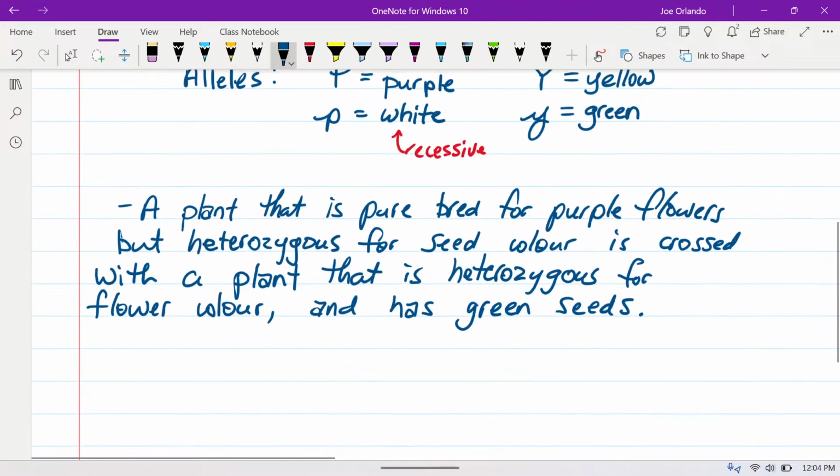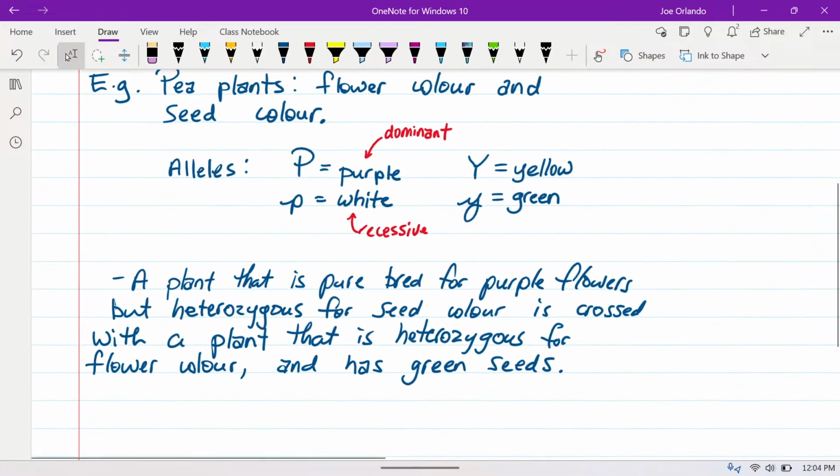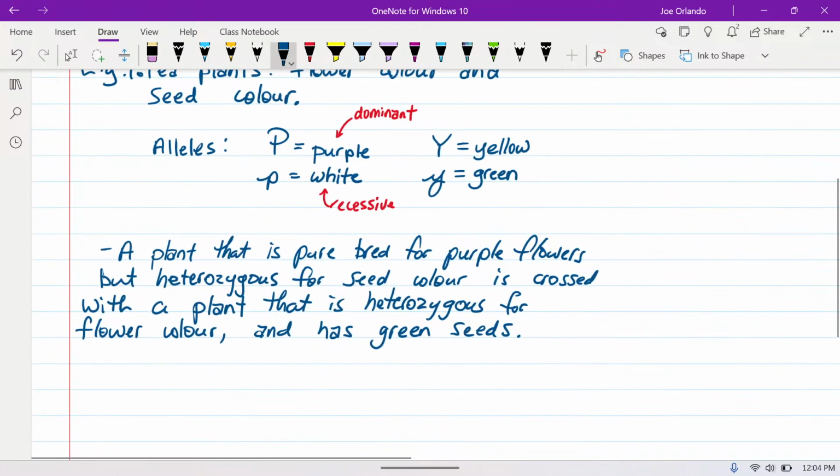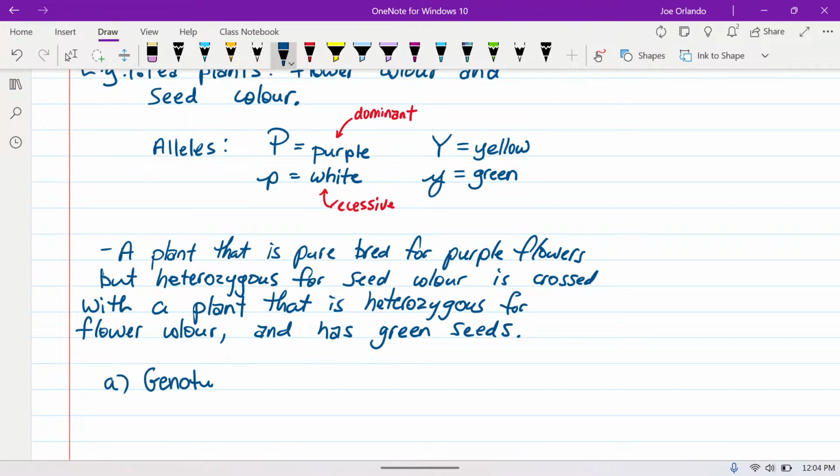All right, I want to give you a minute to write that down. All right, take your time. And then what I want you to do after you've written that down is tell me the genotypes of the parents. So take a minute and work out the genotypes of the parents.